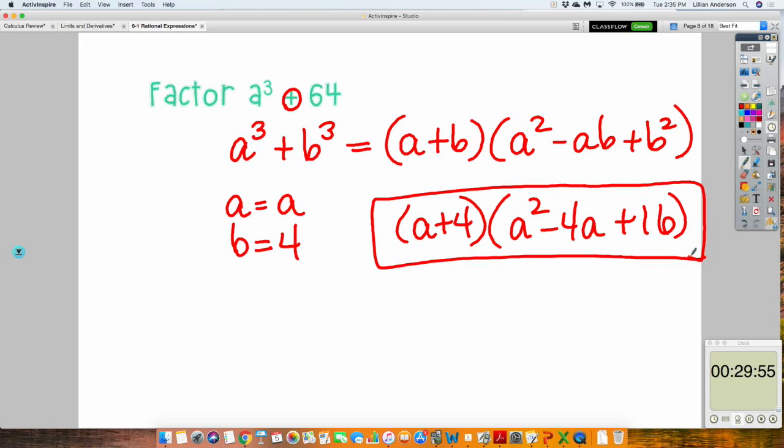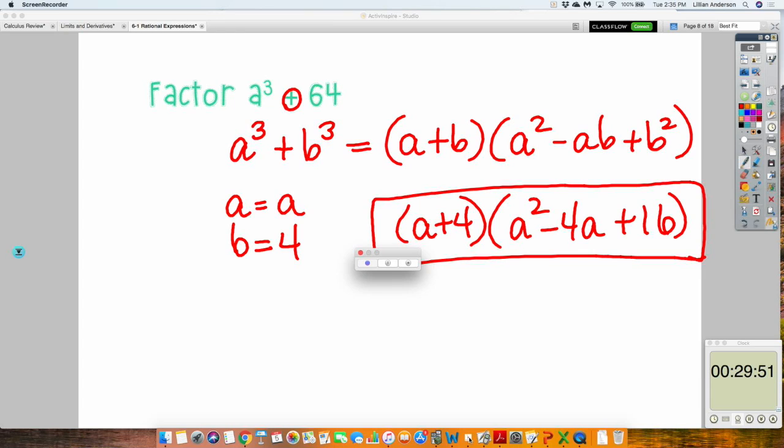Okay? So this is our review of factoring, okay? GCF, slide, divide, bottoms up, make the X, perfect squares, perfect cubes, perfect square trinomials.